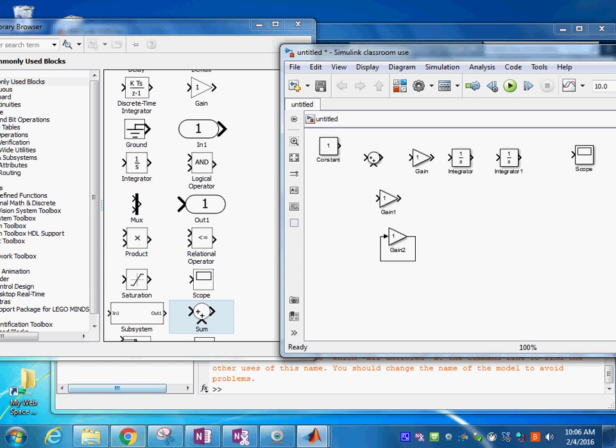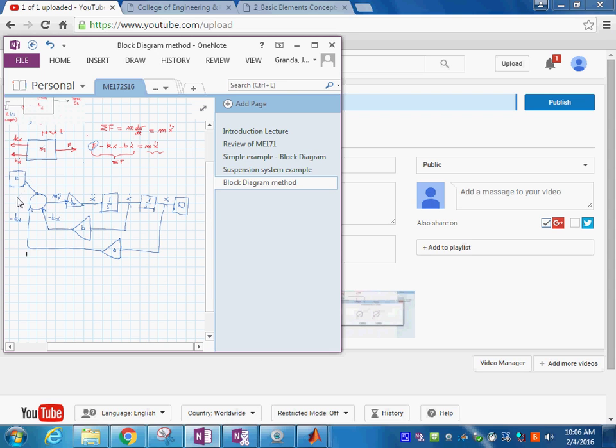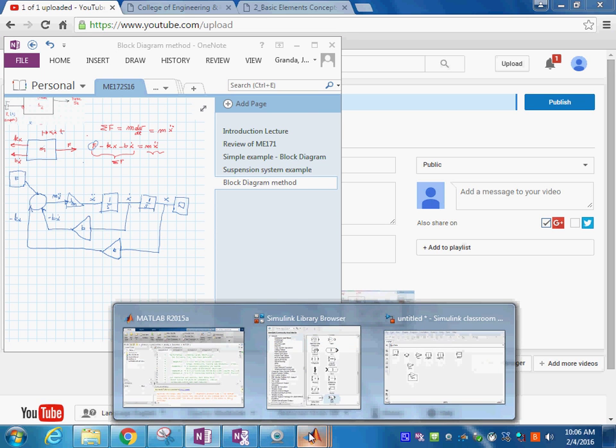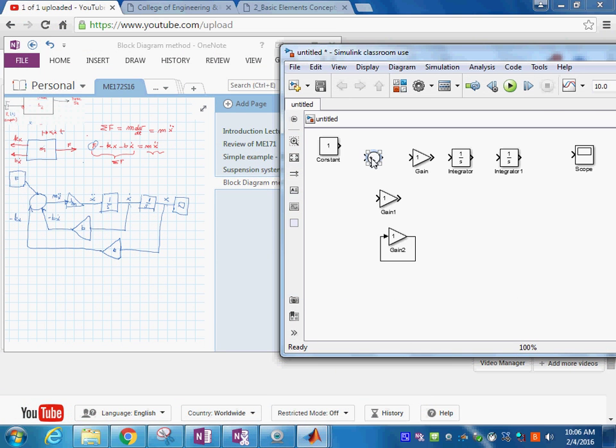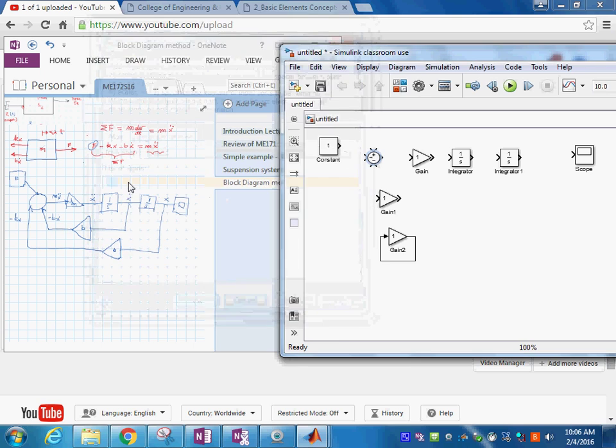Because on the original graph, how many connections do we have? You see we have 4 of them: 3 inputs, 1 positive, 2 negative ones. So we need to do that. We double click on this, so we have 1 positive and 2 negatives. Yeah, there you go. So it's a little better.